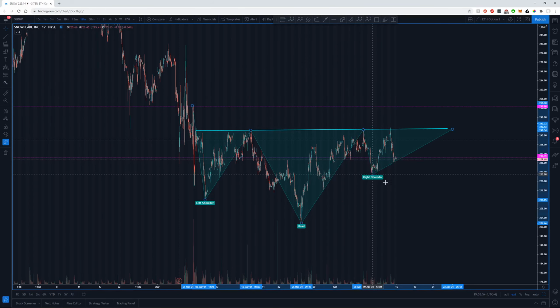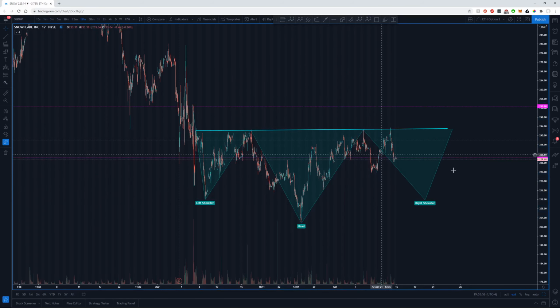Snow. Now, since our right shoulder can come much lower before we actually do break out of this neckline right here, that's why I recommend waiting for the breakout to enter the trade, because we don't know how much further this is going to go downwards or how much longer either.